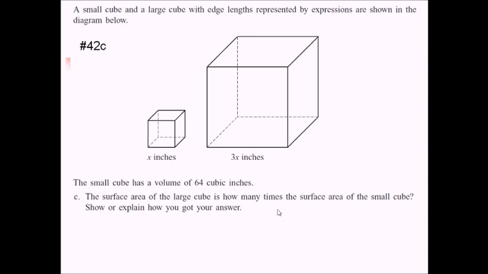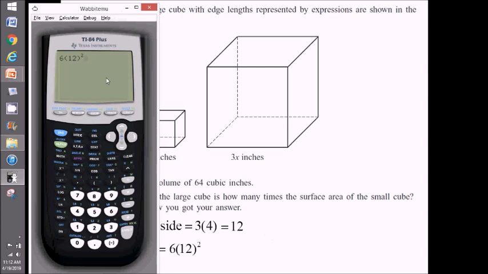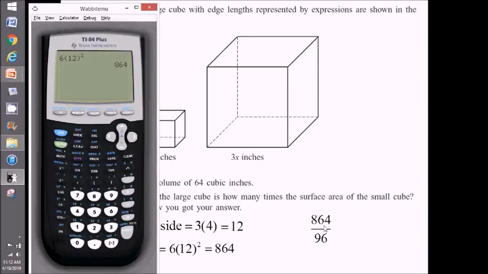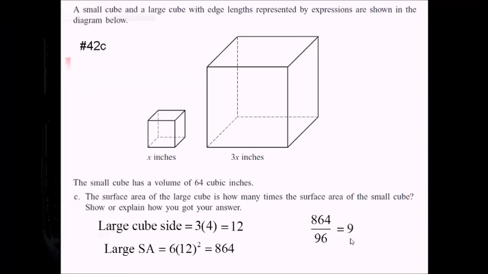So to get the large one, we need to do 3 times 4 to get this edge. We find that this has an edge of 12 for the large cube. So I'm going to do 6 times 12 squared now to get the surface area of the large cube. And I'll use the calculator for this. 6 times 12 squared comes out to 864. And now we're going to divide that by the surface area we just found, which was 96. Let me do that on the calculator. So dividing my answer that I just got by 96, I get 9. So that means that the large surface area is 9 times the small cube surface area.